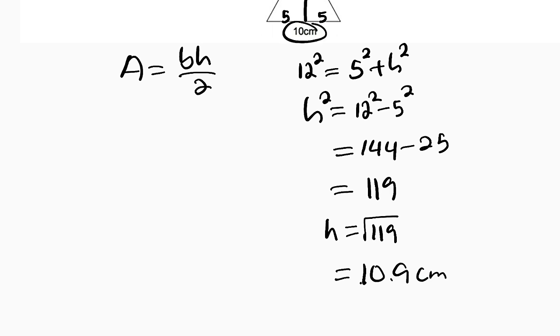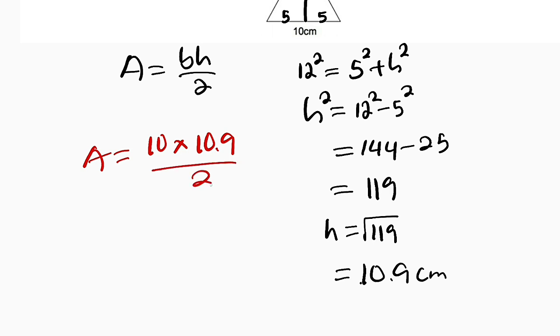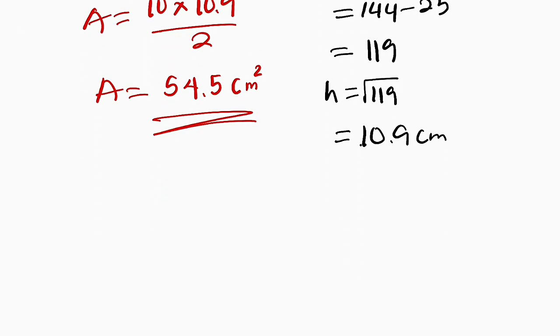Already we have the base, so let us multiply and divide by 2. And therefore the area will be the base, which is 10, multiplied by the height, which is 10.9 divided by 2. And A is equal to 54.5 cm squared. And this is the end of this tutorial.